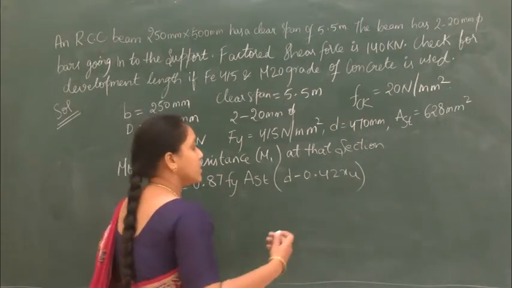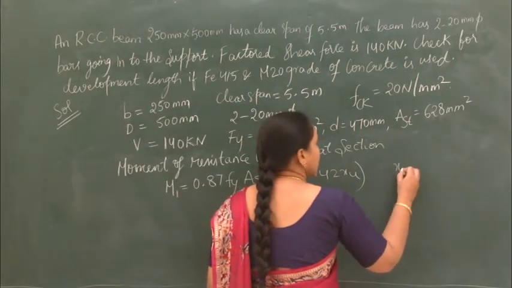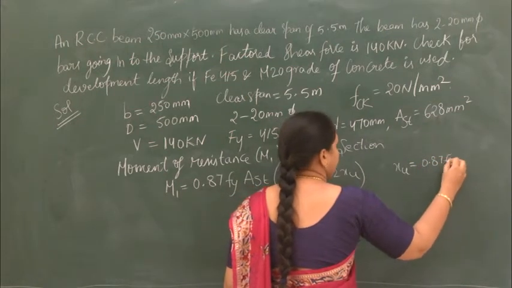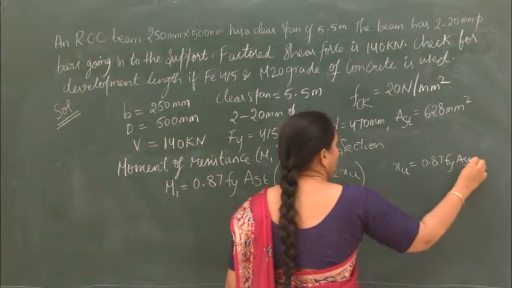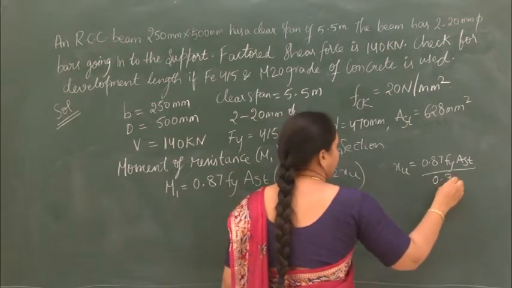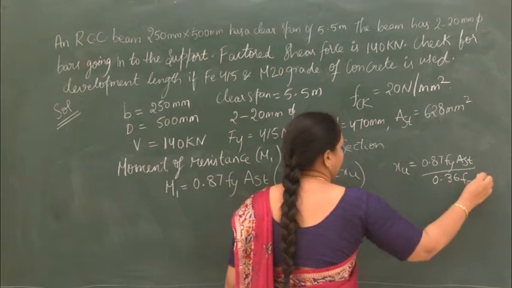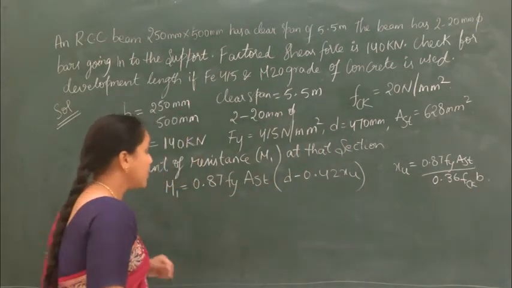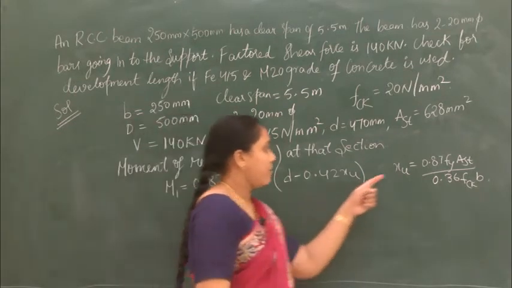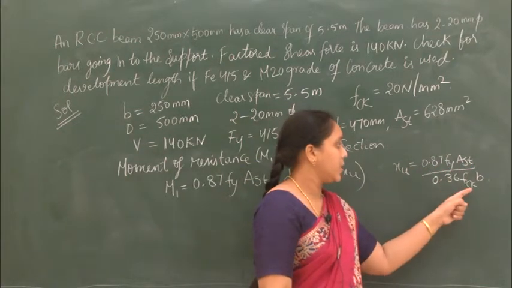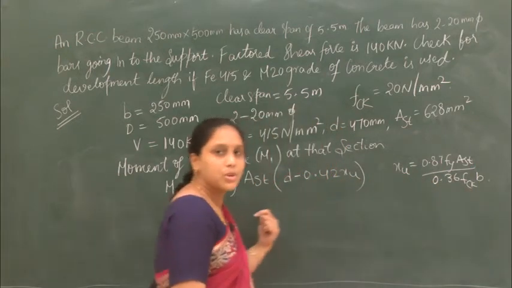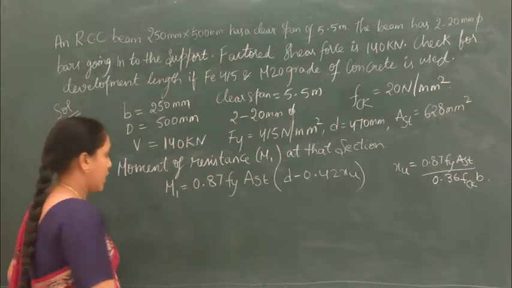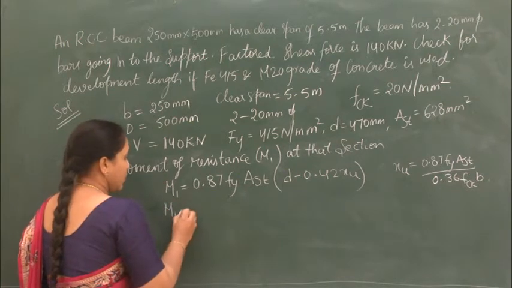So here in place of XU, what you have to substitute? You have to substitute XU is equal to 0.87 Fy into AST divided by 0.36 FCK into B. So substitute Fy, the value is known, AST is known, FCK is known, and B also known. So substitute all these values in this particular equation so that we will get the value of M1. So let us substitute the values.